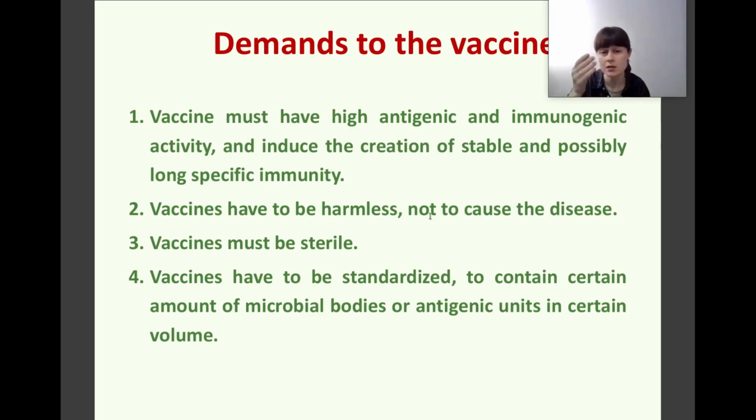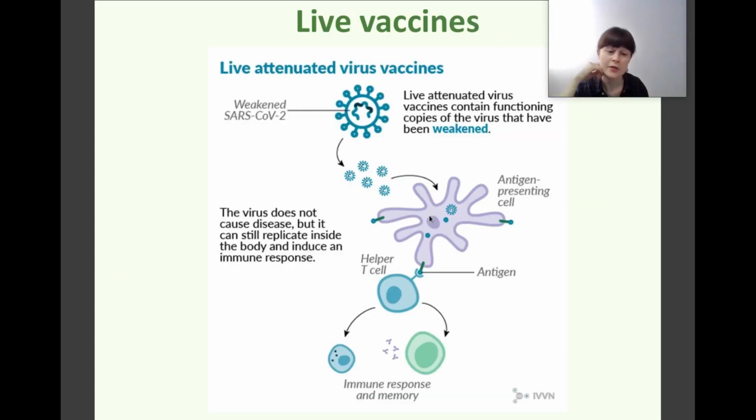In this case, you see this on the slide. This vaccine needs to be standardized, and if you do not standardize this vaccine, you can't use it in commercial usage. So some specific examples of classical vaccine types. This is the live vaccine, live attenuated vaccines.